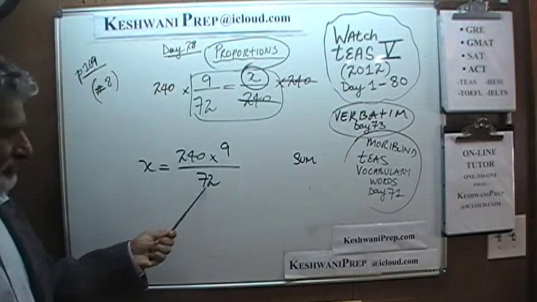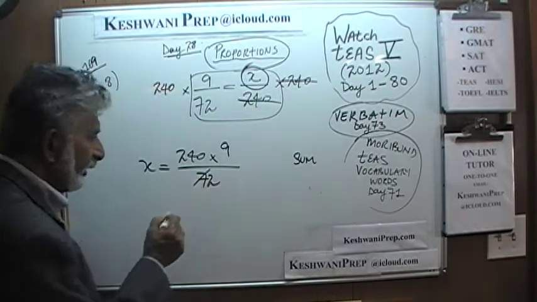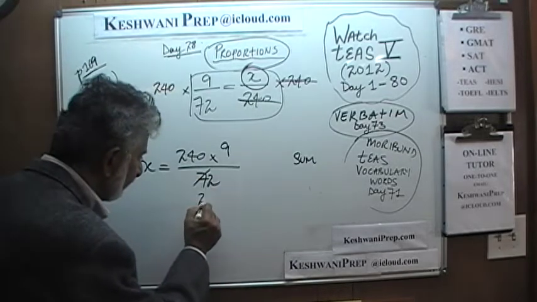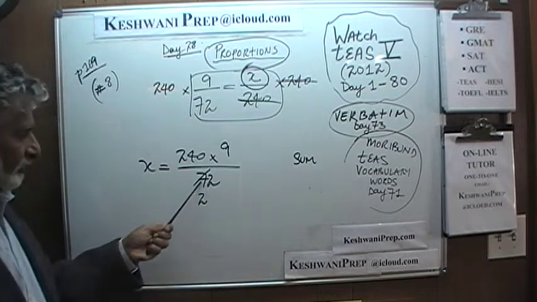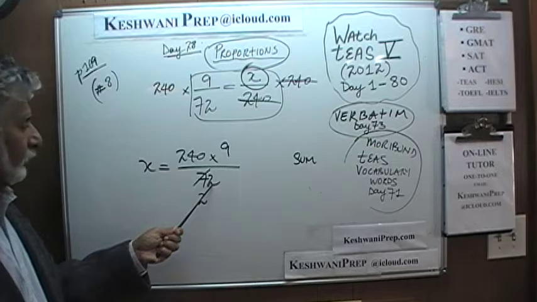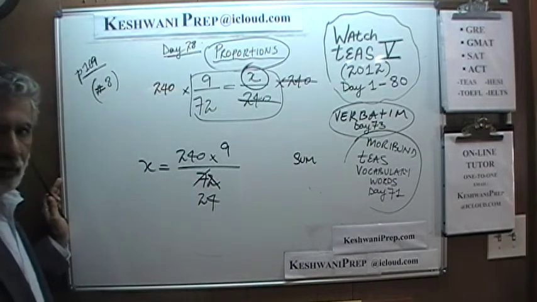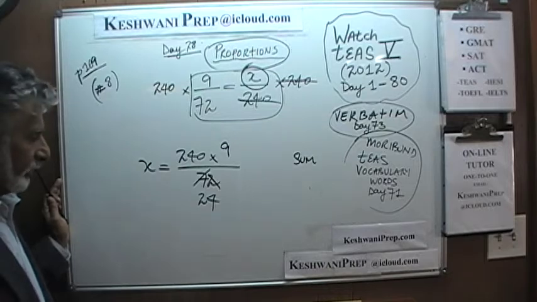So this is divisible by 3, that's divisible by 3. I'm going to divide top and bottom by 3, shall we? How many 3's does 7 have? 7 has 2 3's. 2 3's are 6. After we take away 6 from the 7, we have a remainder of 1. What happens to that 1? 1 goes and joins the 2 and becomes a 12. And 12 has 4 3's. 4 3's are 12. There you go.